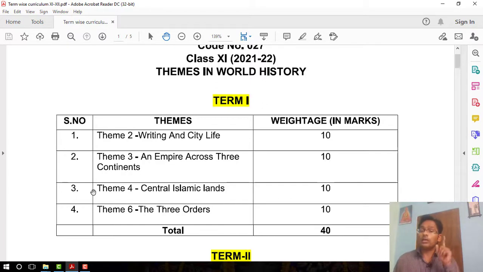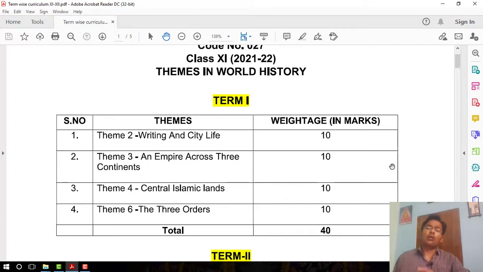Okay, now you can see these are the 4 chapters for the term 1 examination. And remember students, your term 1 examination will be held in the month of November, probably in the month of December. The chapters are Theme 2, Writing and City Life, Theme 3, An Empire Across the Continents, Theme 4, Central Islamic Land, Theme 6, the 3 Orders. And all the chapters carry 10 marks each. So these 4 chapters, 10 marks each, become 40. Correct? So this is the course structure for term 1 examination, which will be held in the month of November.